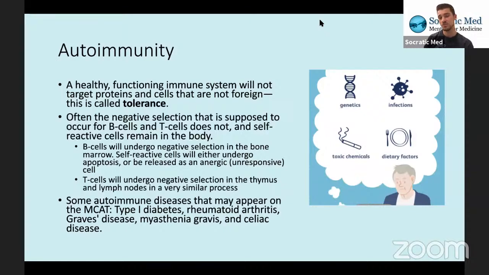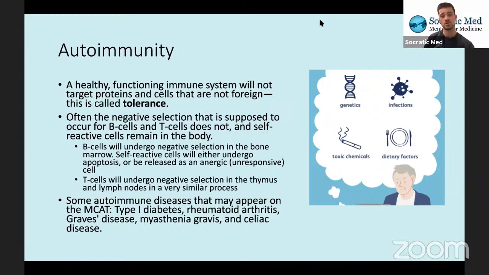The negative selection is what we just talked about, where any cell that reacts with one of our own self cells gets eliminated. In autoimmunity, that does not happen, and B and T cells will react against the host cells, against our own cells. B cells will undergo negative selection in the bone marrow, just like T cells in the thymus. Self-reactive cells will either undergo apoptosis or will be released as anergic cells. And anergic cells are just unresponsive. It's just another way that the immune system shuts off the cell rather than destroying it or inducing apoptosis.